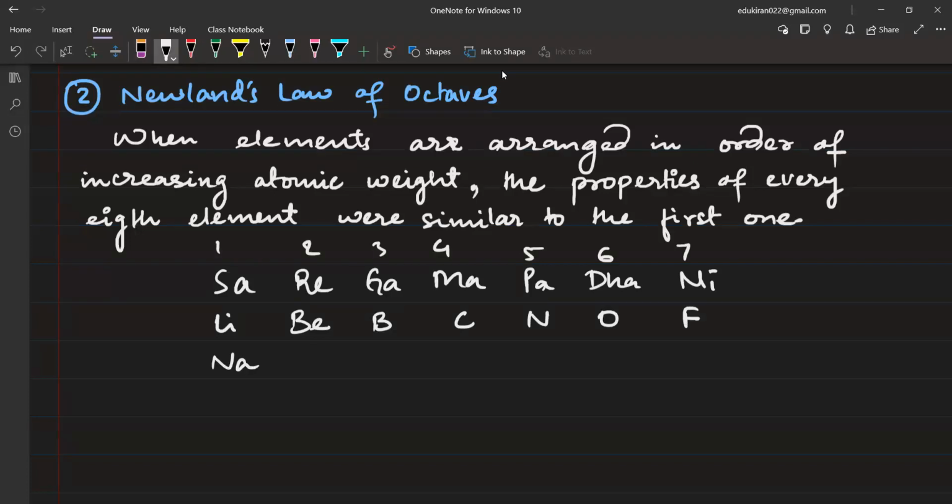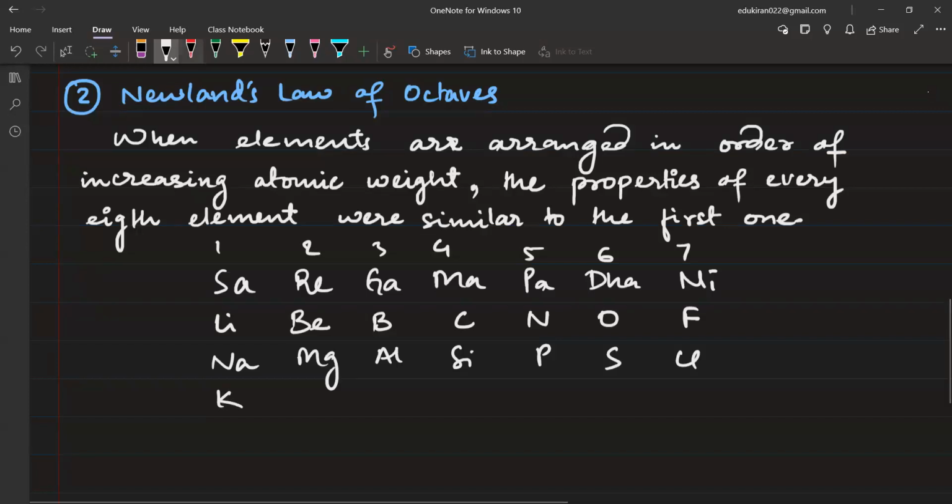Then he adds sodium. As you know, what comes after fluorine? Neon, right? Right now, we know that after fluorine, neon comes. Since neon is a noble gas, it will not show any reaction, which is why noble gases were discovered very late. So neon was left out because it was not discovered at that time. So you have sodium and then magnesium, aluminium, silicon, phosphorus, sulfur, chlorine, potassium, calcium, and so on.